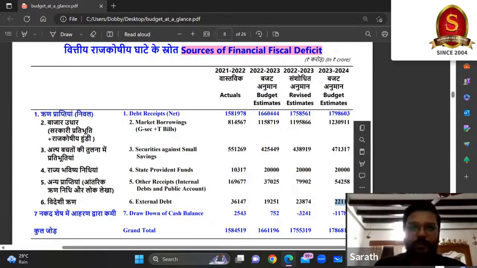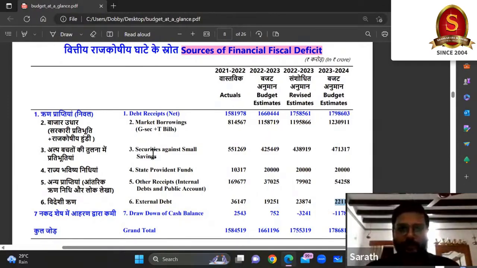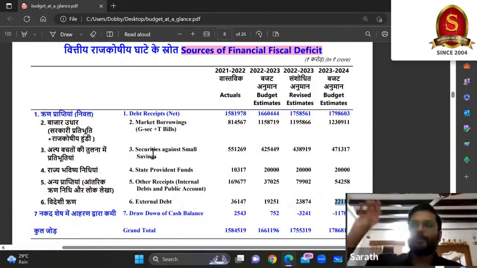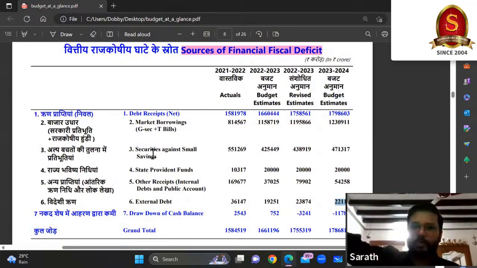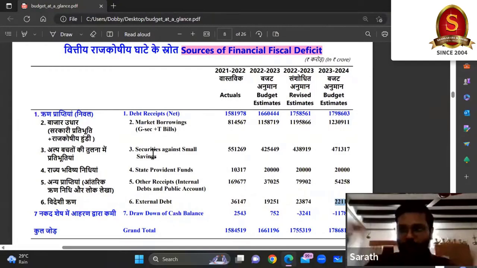What else are the other sources? Securities against small savings. So there is a lot of small savings that people deposit in post office funds and all those things, right? So those are what are called small savings. So how is interest provided on that? People put it in the small savings account. The government issues securities to those organizations like post office, and the government borrows money from there, not directly from the public, not from the market, but from the small savings organizations, post office deposits and all those things. That is the second biggest source of borrowing.